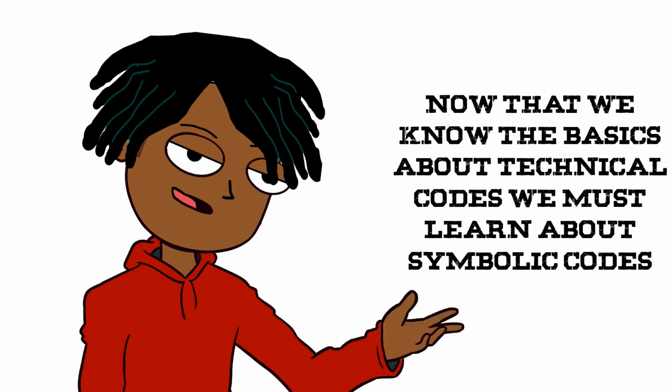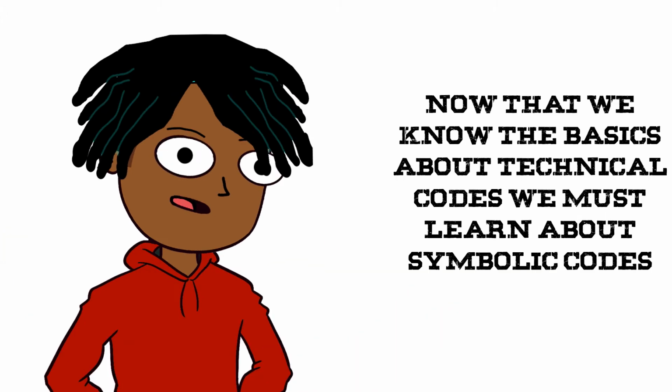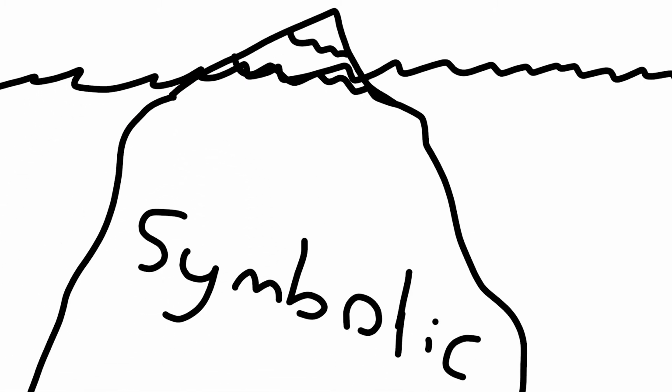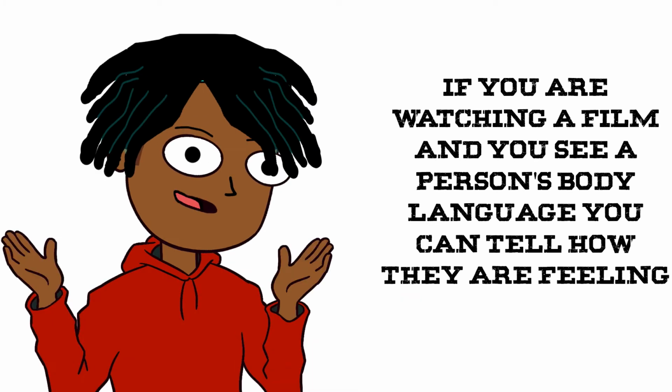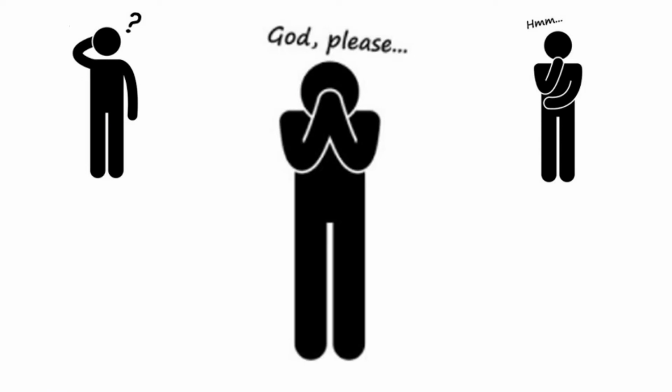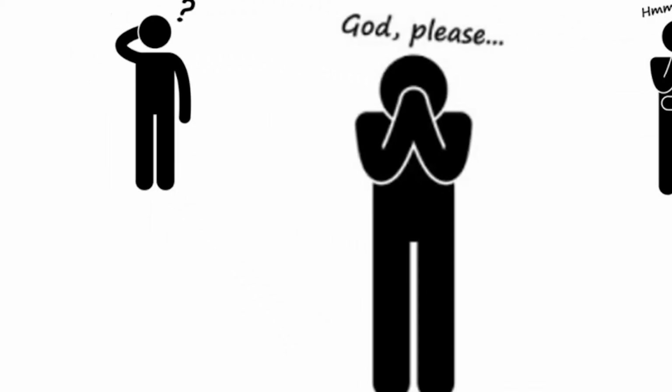Alright, sick. Now that we know the basics about technical codes, we must learn about symbolical codes. Symbolical codes show what is beneath the surface of what we see. For example, if you're watching a film and you see a person's body language, you can tell how they were feeling. Here are some examples. You can really tell how each cartoon is feeling by their body language. Even if we remove the words, you'll still be able to tell how they're feeling.